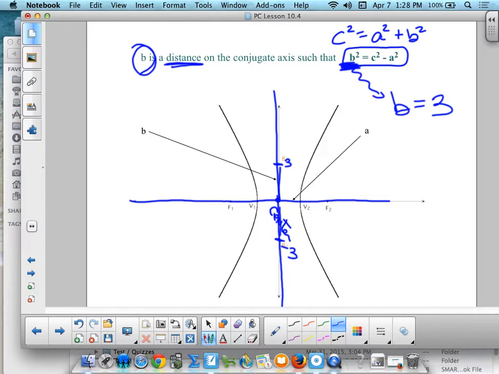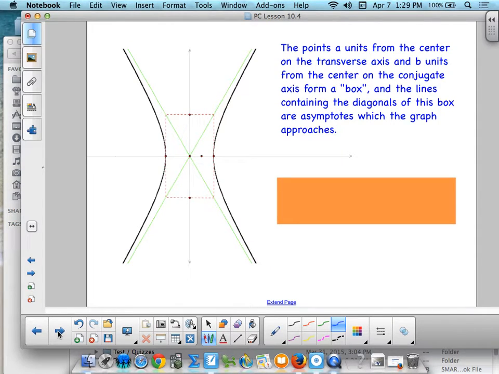Okay? What's this, by the way, from here to here? How far is that? Don't tell me a number, tell me a letter. A. How far is this? A. How far is this? C. And this? B. You have to know those are the letters and which way they tell you to go. Okay? All right. Lots of information about hyperbolas. Here we go.